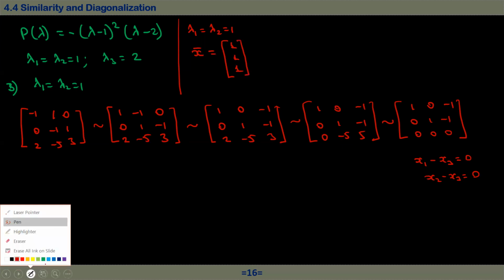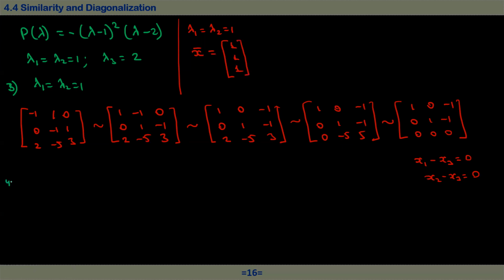Now, how about this? Lambda 3 equals 2. If you find the eigenvector corresponding to this, here our augmented matrix, here we have 0, so here we have minus 2, 1, 0, 0. Here we have minus 2, 1, 2, negative 5. Here we have 4, 4 minus 2, that's equal to 2, right?